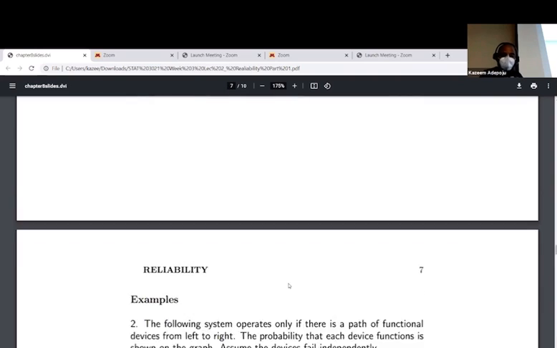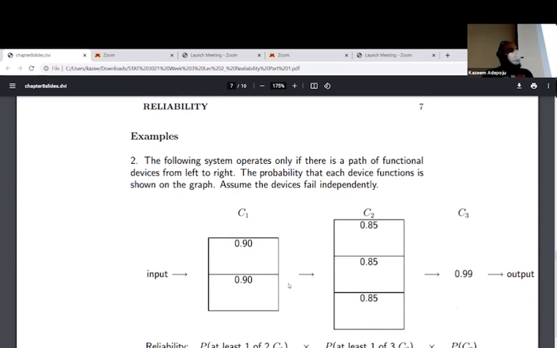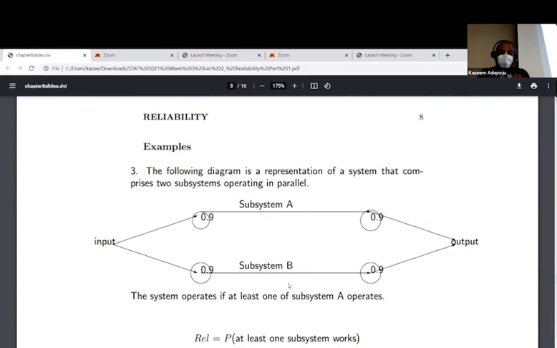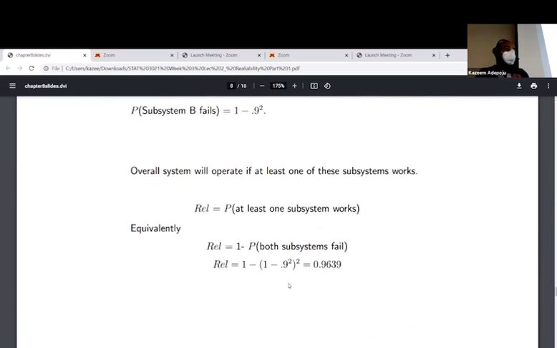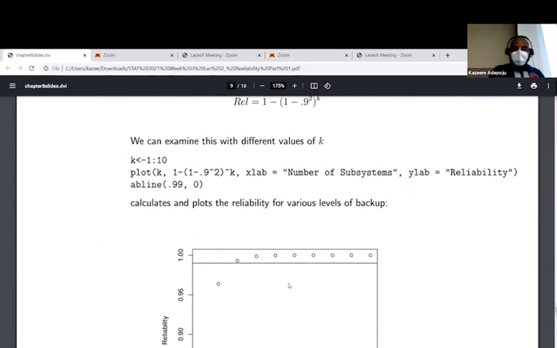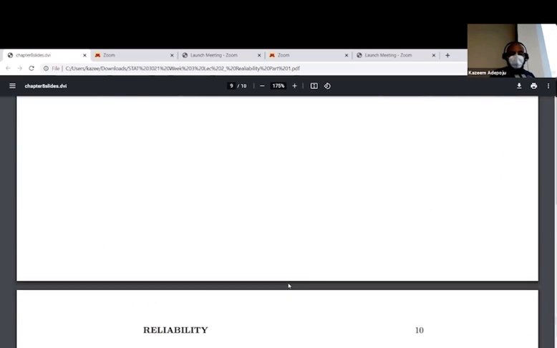I put a lot of examples that you can go through. It's so easy. Take a look at that one. I provided an R code and so on like that.